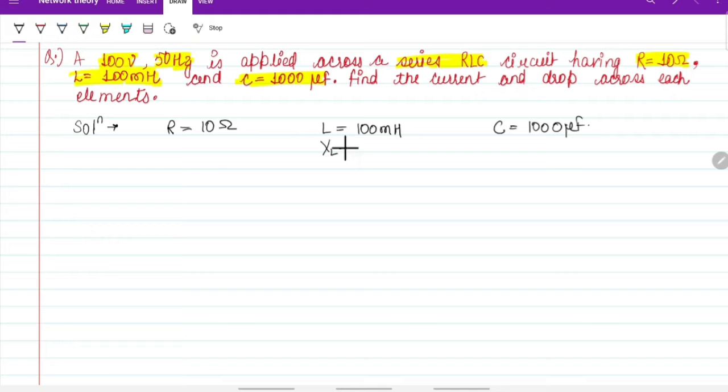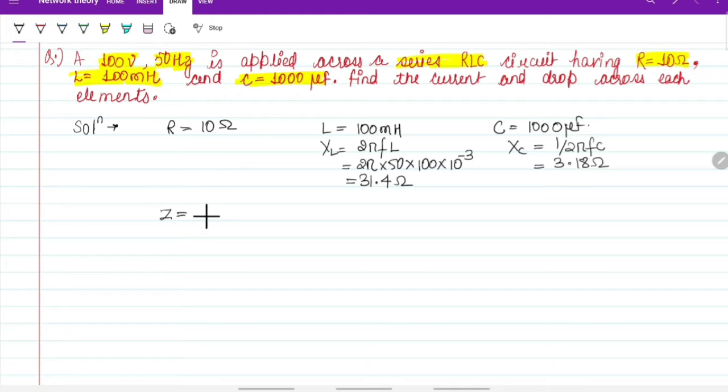The value of XL will be 2 pi FL, and this will give you 2 pi into 50 into 100 milli, right? So this will be 10 to the power minus 3. This will give you 31.4 ohm, and XC will be 1 by 2 pi FC. Just put the value of C and F in this, you will get 3.18 ohm.